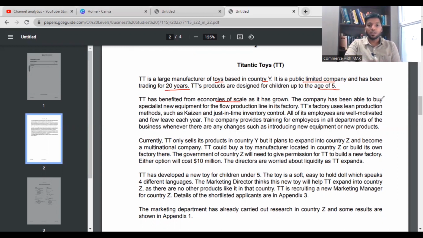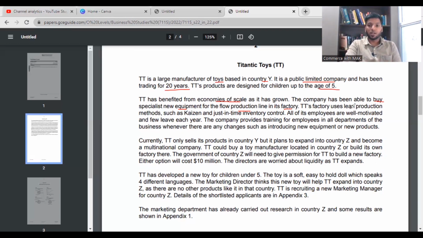The company has been able to buy specialist new equipment for the flow production line in its factory. They are not using job production or batch production; they are using flow production. Job production is where a particular product is specifically designed for a particular customer's need, like one individual's need. Batch production is where you produce in batches, like bread or uniforms. But in flow production you produce one product for the entire market and people will purchase that product. So here TT is doing flow production, which means they are supplying that one particular product to the entire market.